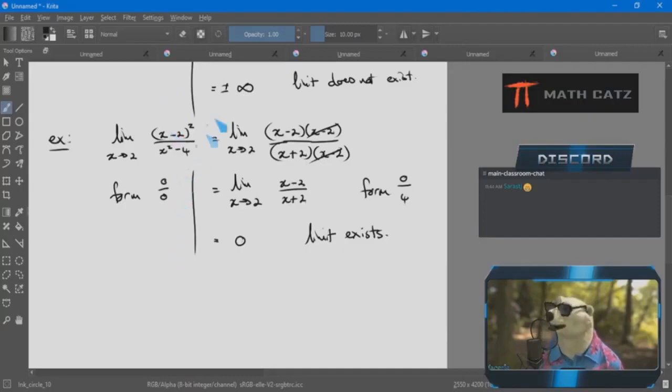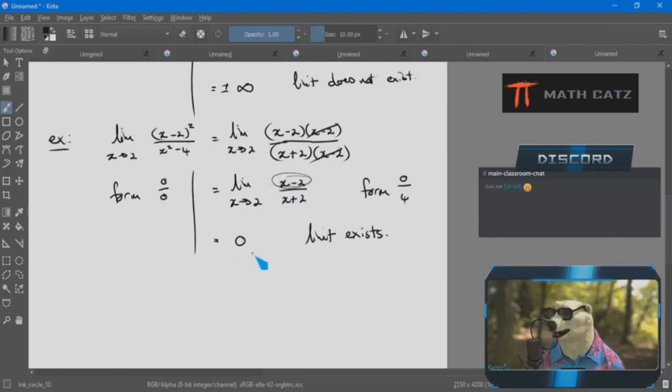So we see that 0 over 0 can result in different answers, which is why it's called an indeterminate form, because we can't determine the answer just from the form alone. How did we get 0 over 4? You see what happens to just the numerator when x goes to 2.